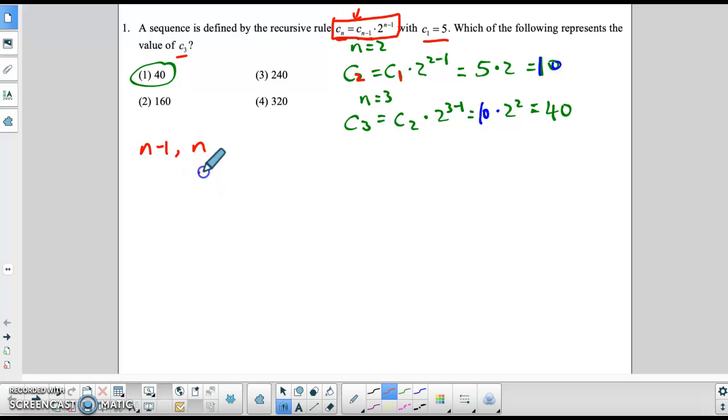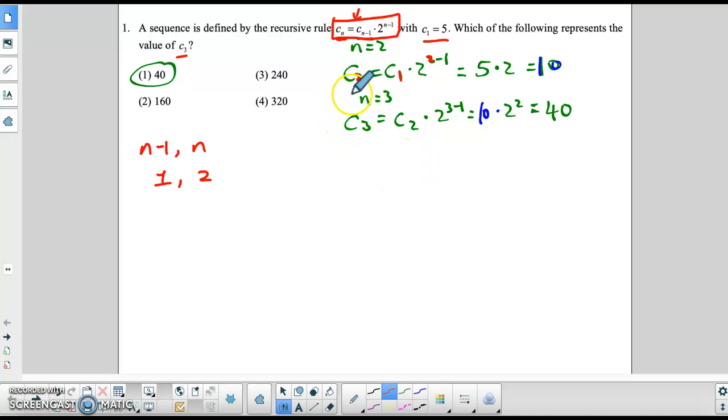Because if your n equals 2, your previous term is going to be 1. That's why you have C1 times 2 to the power, since n equals 2 right now, you have 2 minus 1. Okay? And C1 is given, which is 5. 5 times 2, that's how you get 10.